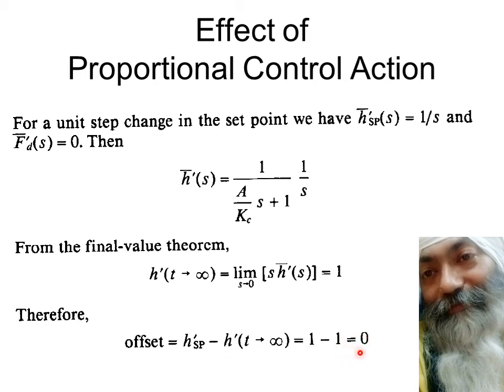So the proportional gain is able to remove the offset in these kind of situations where the process is purely capacitive, given by 1 upon As as such. So this is something which we have noticed. That's the exception. We can have many examples for that where the process is purely capacitive.